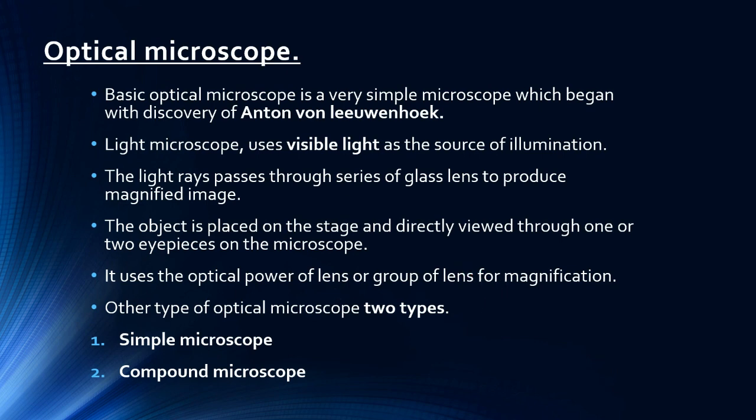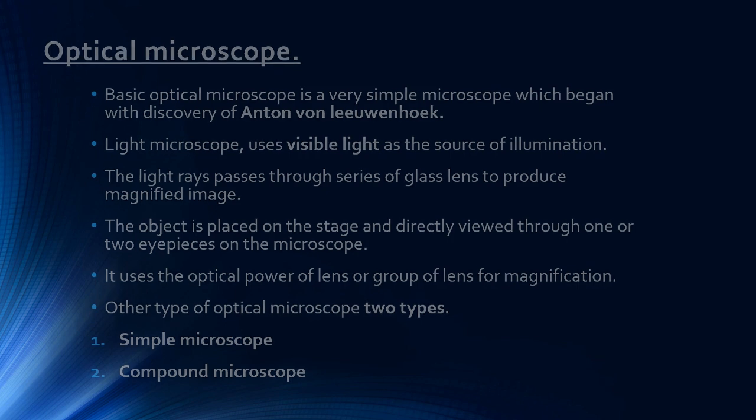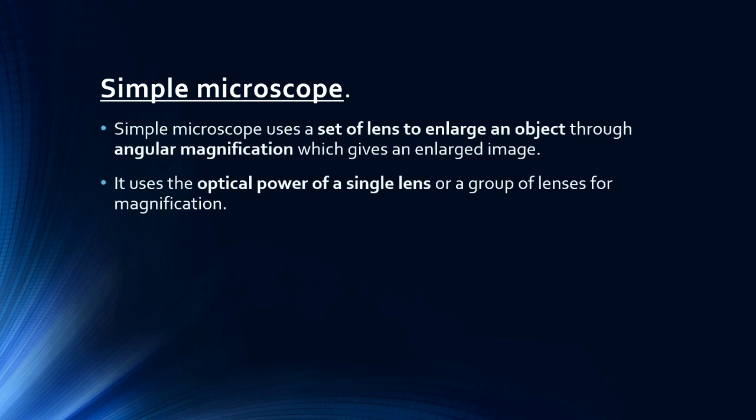There are two other types of microscope, which are the simple microscope and the compound microscope. Simple microscope is a microscope which uses a set of lenses to enlarge an object through angular magnification, which gives an enlarged image. It uses the optical power of a single lens or group of lenses for the magnification.